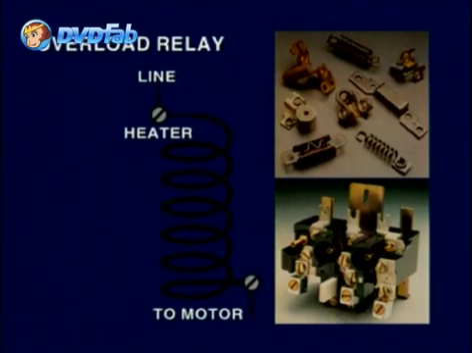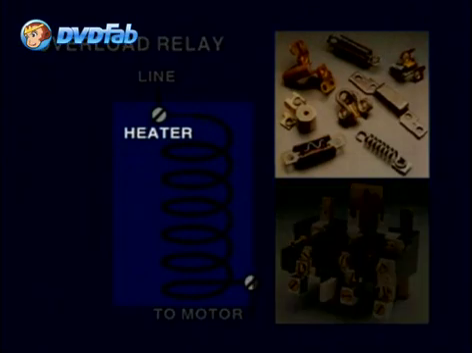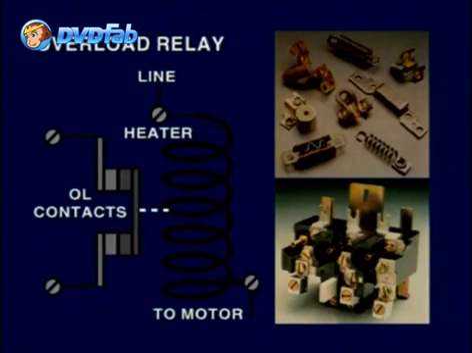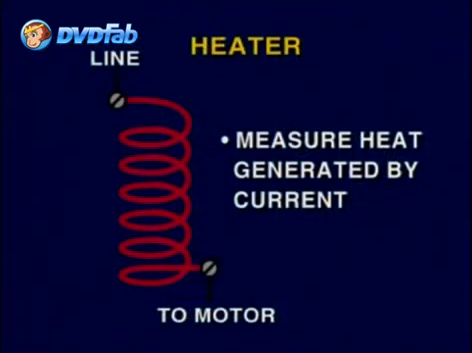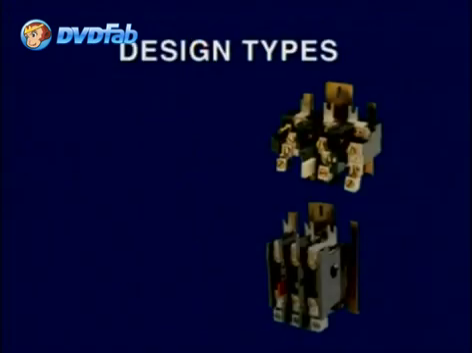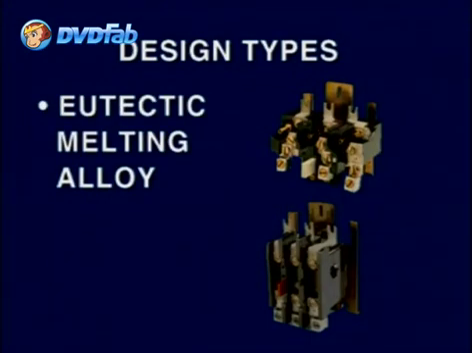The assembly of the overload relay is formed by the heater coil, also called overload heater, and the contact mechanism. Although there are different types of heaters by different manufacturers, all of them work under the same principle of measuring the heat generated by the current passing through. There are two design types which are commonly used. These are the eutectic melting alloy and the bimetal overload relays.